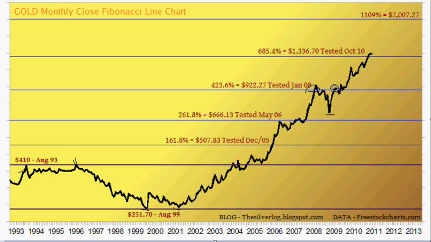Comes back, and it plays around with it again. Breaks it out in here. Has a fast move up to this level, which is where we're at now, which is the 685.4%, 1336. And when a Fibonacci level gets violated, and it's not resistance or support on the way down, then you would expect a big move to the next one.